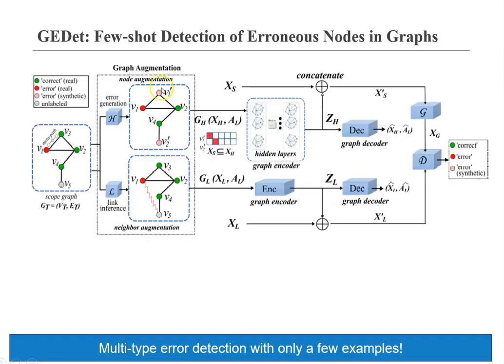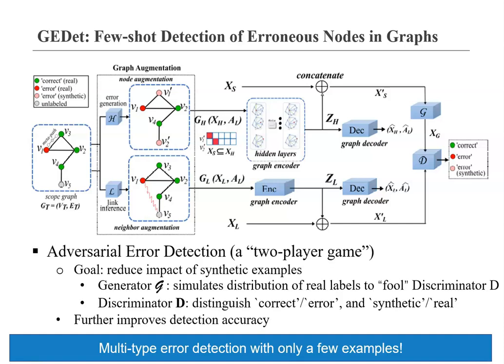few examples. After graph augmentation, we leverage graph autoencoders to generate graph embeddings and feed these embeddings to a generative adversarial network. In the adversarial error detection, by forcing the discriminator to differentiate not only error and correct, but also synthetic and real labels, the GAN model further improves the decision boundary for error detection.